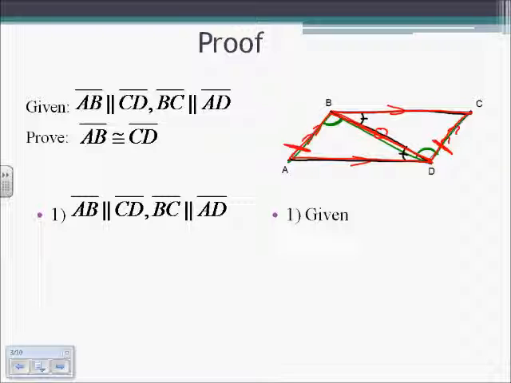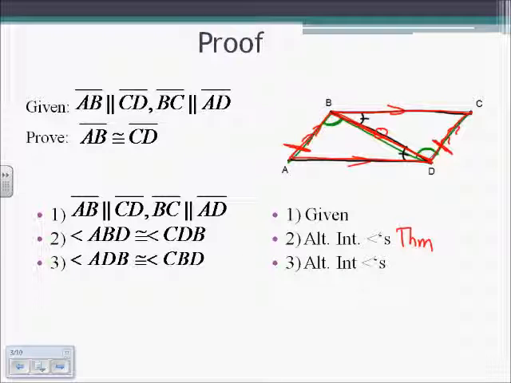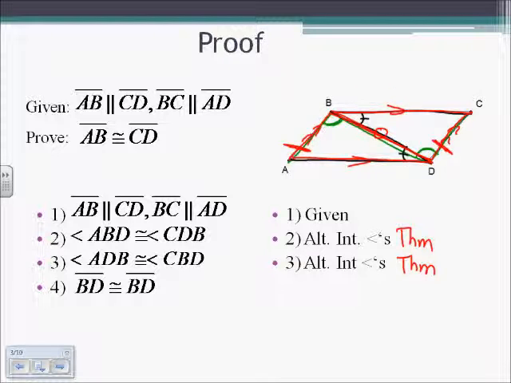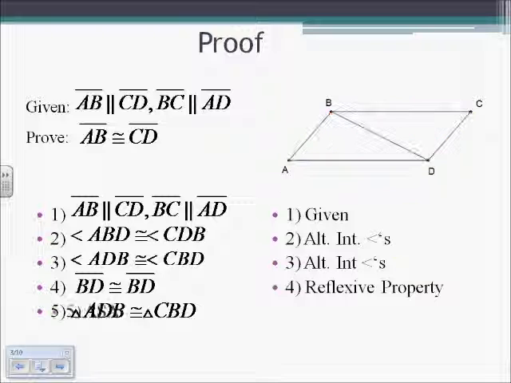So let's write that up. We stated angle ABD is congruent to angle CDB. That was the first one done by the alternate interior angles theorem. We also can note that angle ADB and angle CBD are congruent by the alternate interior angles theorem. We have, of course, BD being congruent to itself by the reflexive property. Now that we have angle side angle, we know that triangle ADB is congruent to triangle CBD by angle side angle.